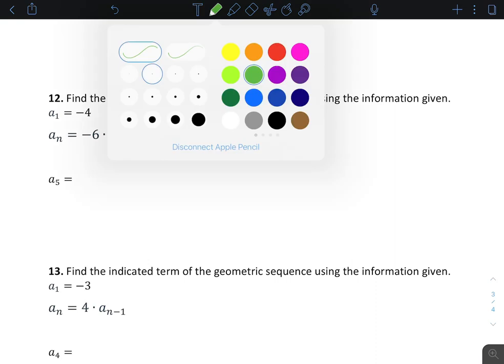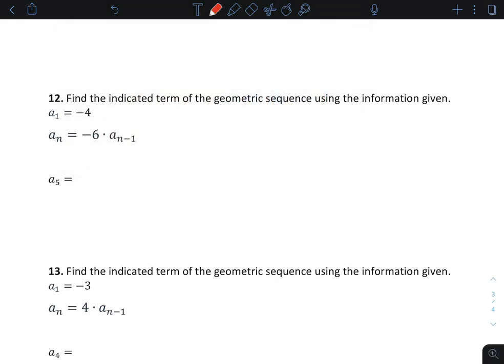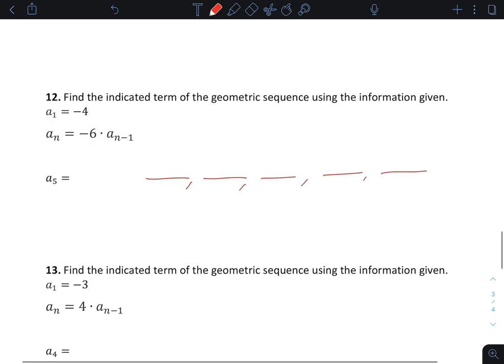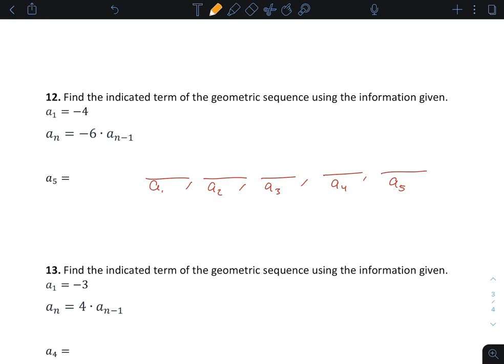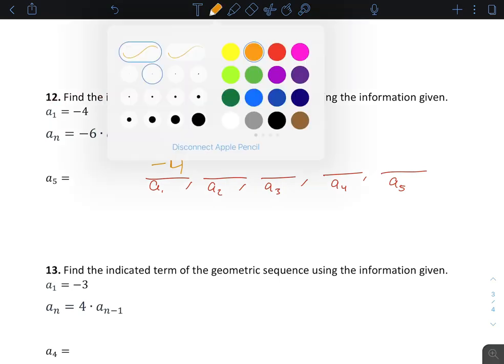Now we've got some subscript notation, but it's still approaching the same thing. We need to find A sub 5. So here, we'll need 5 terms. So A sub 1, A sub 2, A sub 3, 4, and 5. Our first term here was -4. They just told me that, so that is my A sub 1.